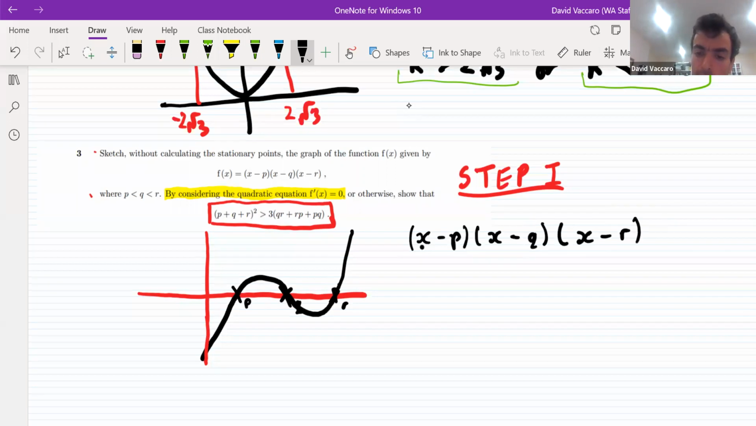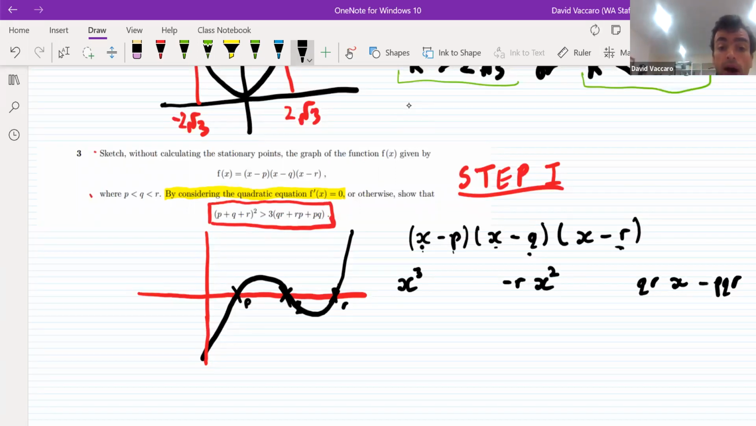First of all, I know that I can get an x cubed term by taking an x from each of the 3 brackets. If, however, I take an x from the first 2 brackets and then put it with a negative r, I get a negative rx squared term. If I take an x from the first bracket and then a negative q and a negative r, I get a qrx term. And if I take the 3 constants, I get negative pqr.